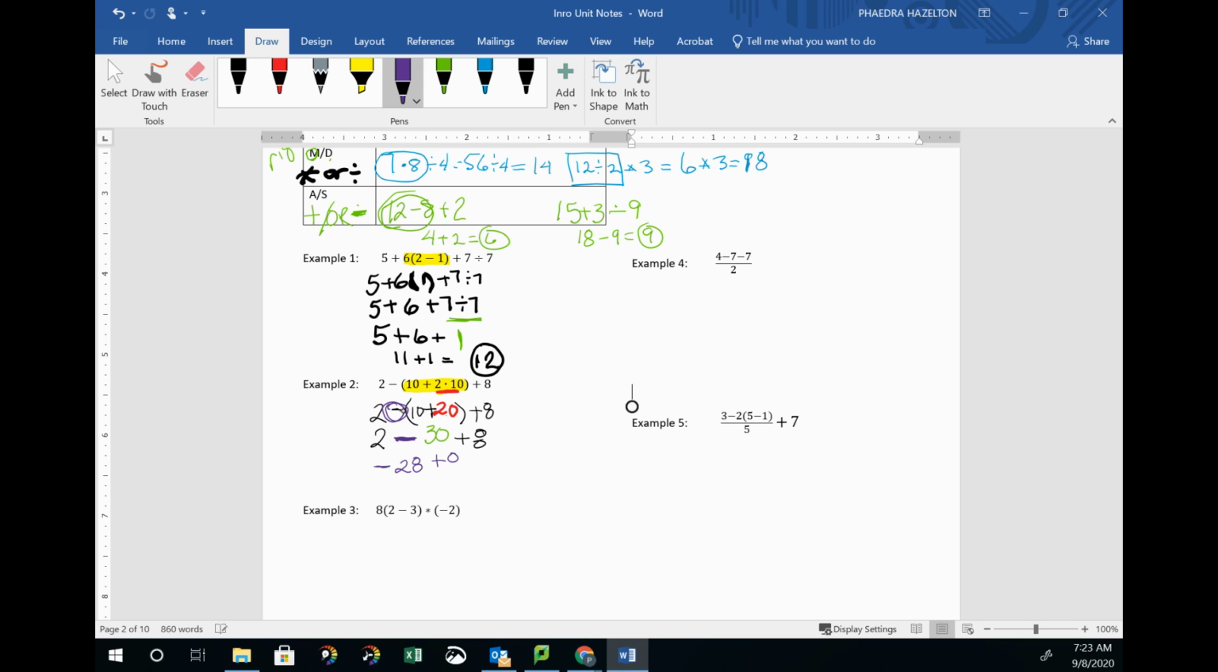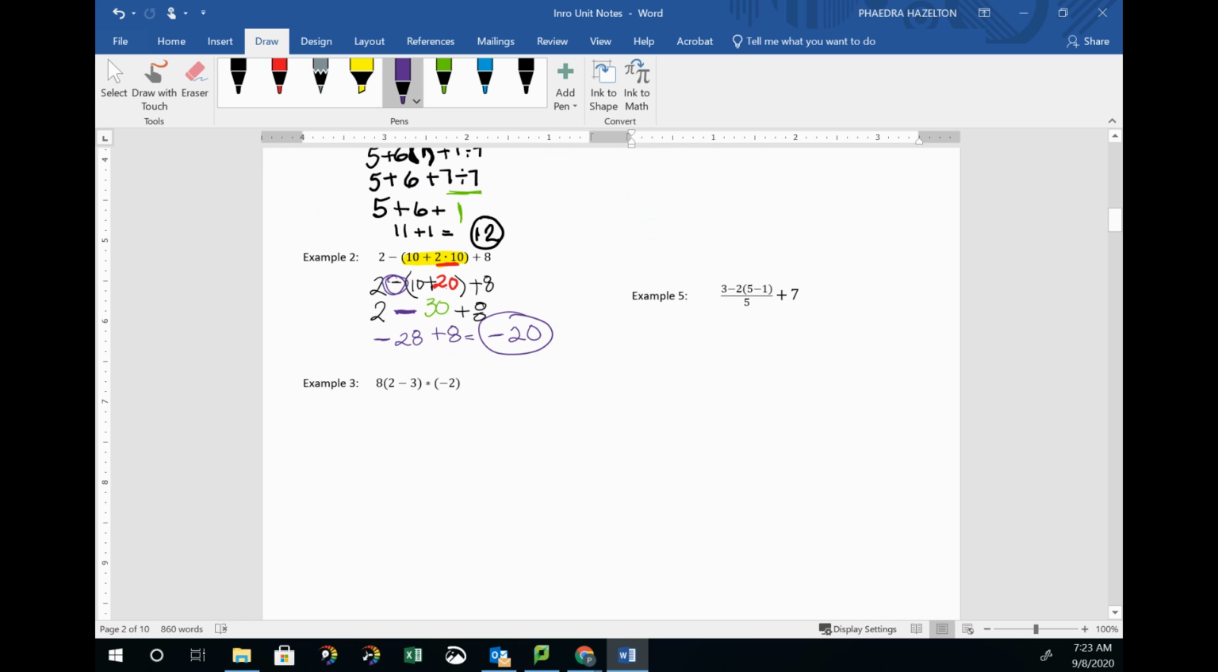And then plus 8, negative 28. So you owe me $28 and you get $8. So now you only owe $20. So it's negative 20. So make sure that you're really paying attention to that sign, because that sign goes with that thing. That made that a negative 30.